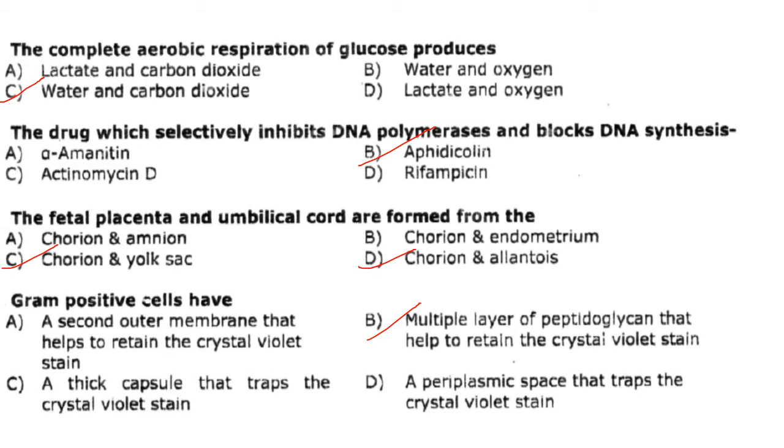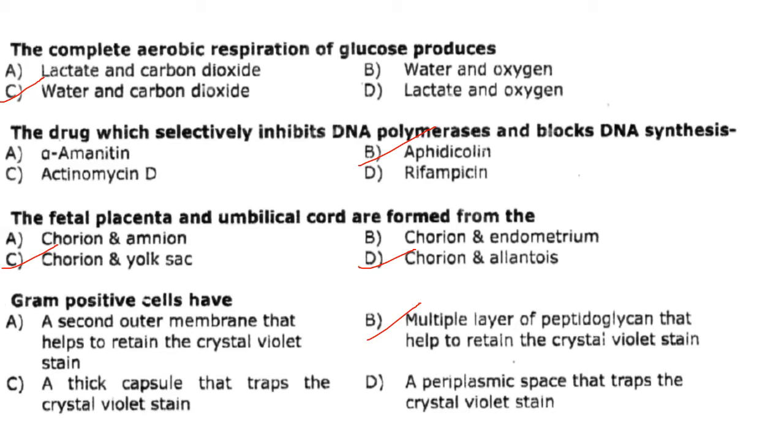So coming to the first question. The complete aerobic respiration of glucose produces water and carbon dioxide. Answer is option C. The drug which selectively inhibits DNA polymerase and blocks DNA synthesis is acetylcholine. Answer is option B.